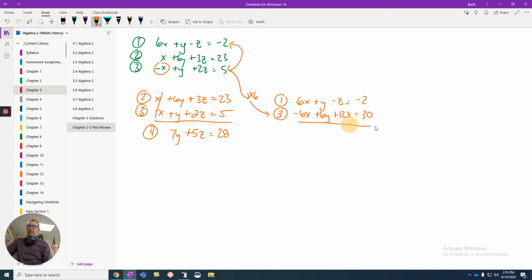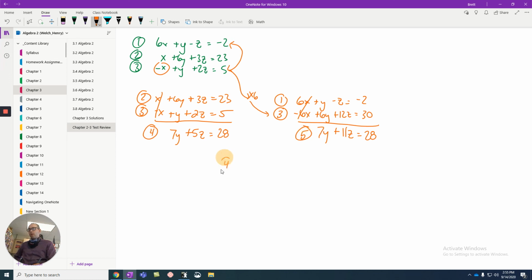When I go ahead and add these like terms, okay, I'm going to get my x's to cancel. I'll have a 7y plus, it looks like 11z equals 28. This would be equation number 5. Now, when I look at 4 and 5, I notice they both have y, they both have z, and I should be able to cancel one of those. If I look closely, I see that the y's both have a 7. That makes them prime for cancellation, okay?